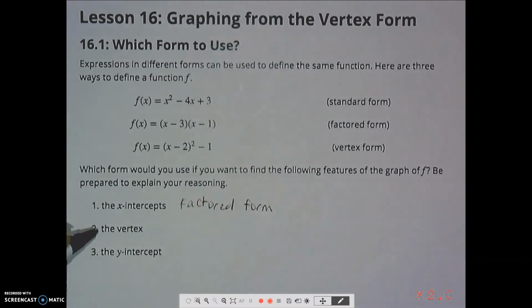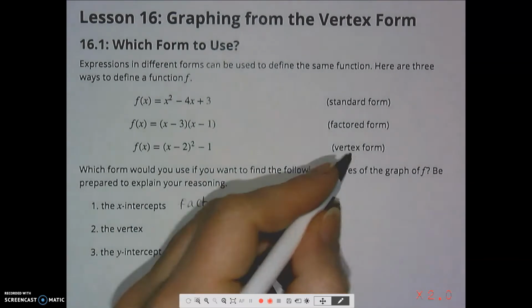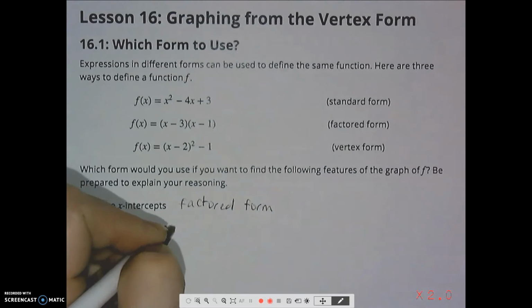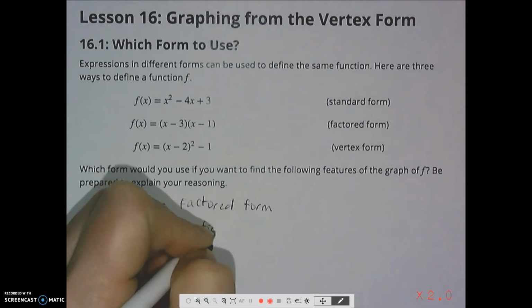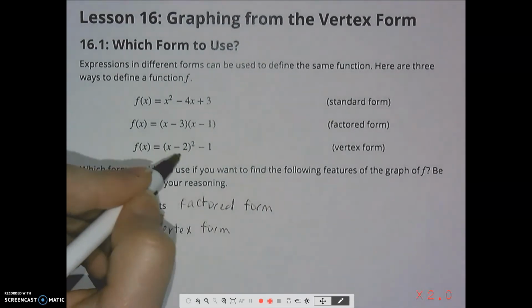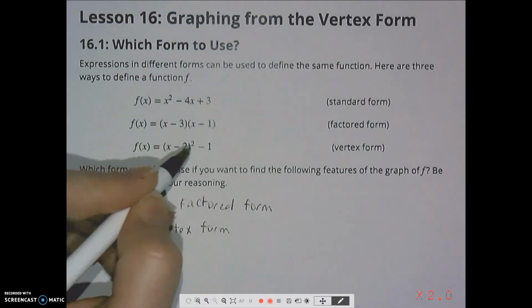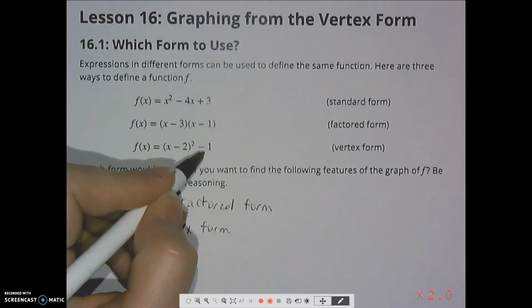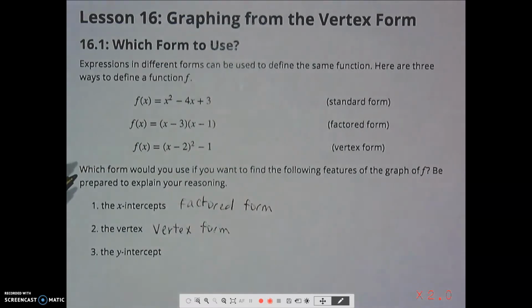The vertex of this, that's going to be easiest to use vertex form. Remember, that's where we take the opposite of the number inside the parentheses to be the x-coordinate, and the number outside of the parentheses, after the parentheses, is going to be the y-coordinate, and that just stays the same.